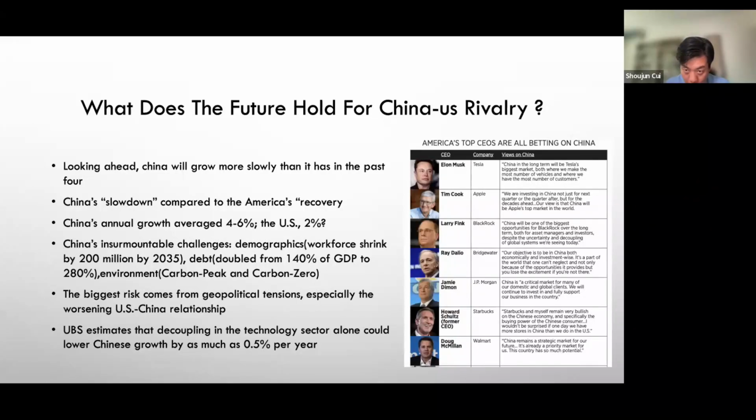You can see Elon Musk, his company Tesla is really popular in China. He established a Shanghai company, which last year produced more than 1 million EVs, electric cars, in China. So this is really popular. And Elon Musk said, China in the long run will be Tesla's biggest market, both where we make the most number of vehicles and where we have the most number of customers.